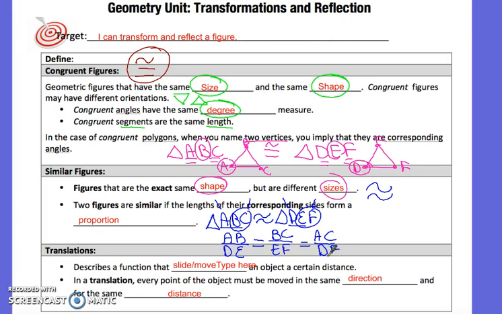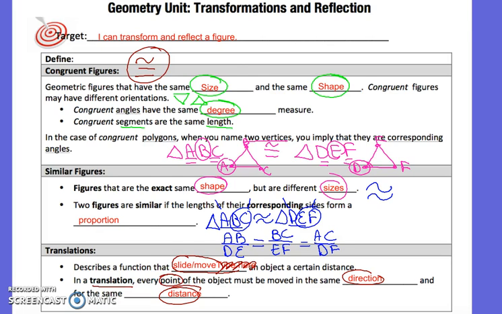A translation describes a function that slides or moves an object a certain distance. In a translation, every point, so every ordered pair, must be moved in the same direction and the same distance.